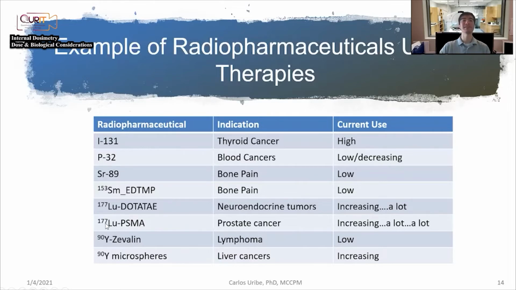And we have lutetium PSMA, which we use to treat prostate cancer. That's the example that I was giving a moment ago. It's increasing a lot, and it's becoming a very big thing for the treatment of prostate cancer. It's becoming very popular, and it's bringing a lot of attention. We've also used some tracers to treat lymphoma, and some microspheres to treat liver cancers. This is not a complete list. There are more. These are just some examples, but there are many, many radiopharmaceuticals.